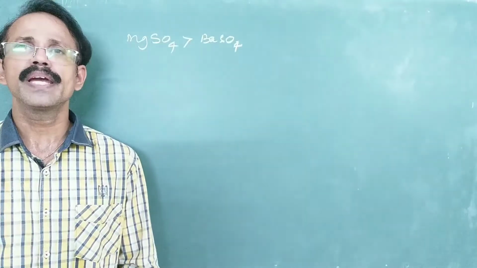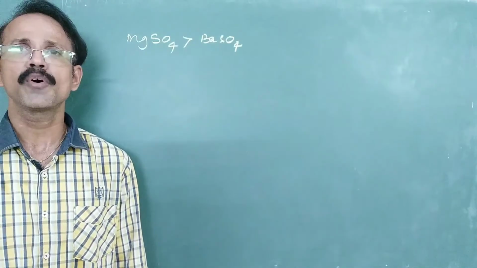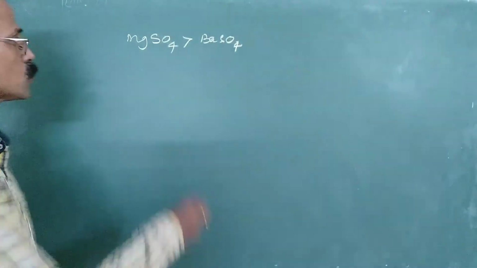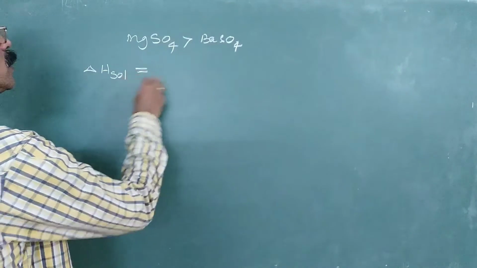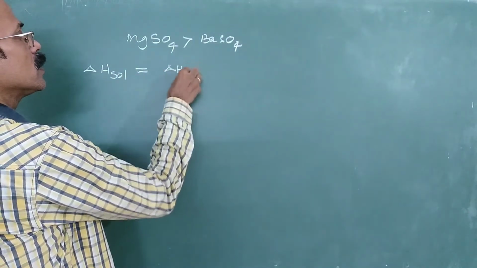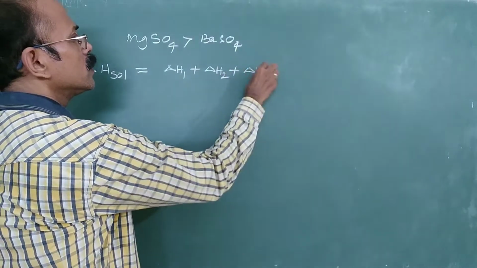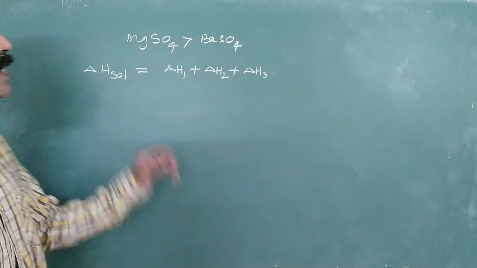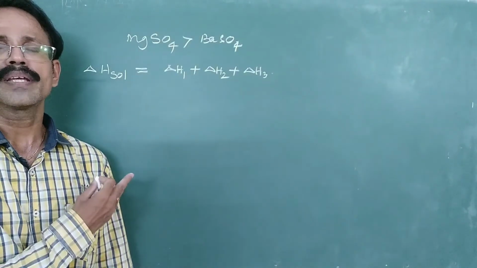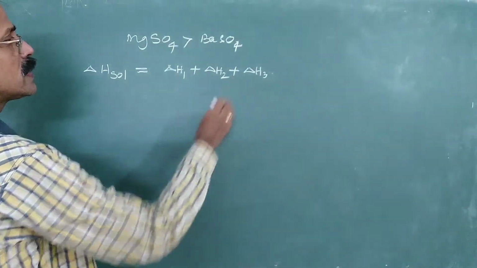This can be explained on the basis of the enthalpy change involved in the formation of a solution. So the enthalpy of solution is given by the sum of the enthalpy changes in the formation of a solution. It is a three-step process, so the overall enthalpy is equal to the sum of the enthalpy changes involved in the three steps, right?